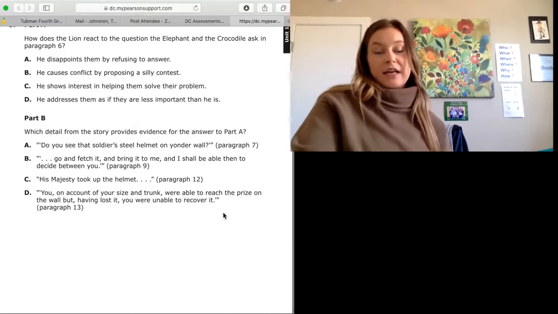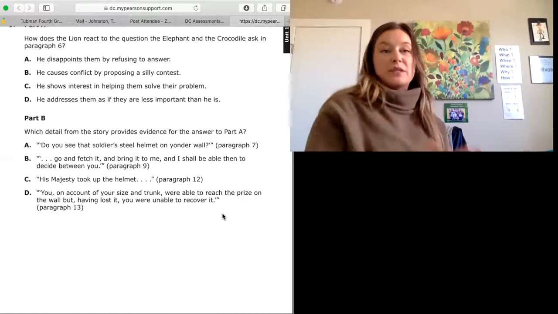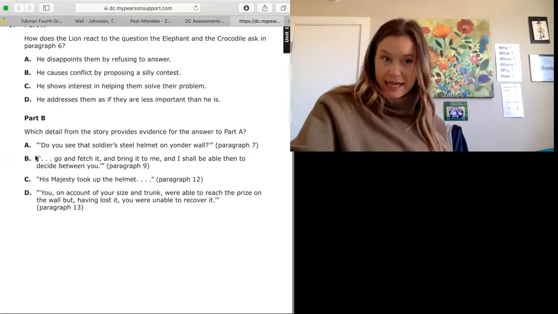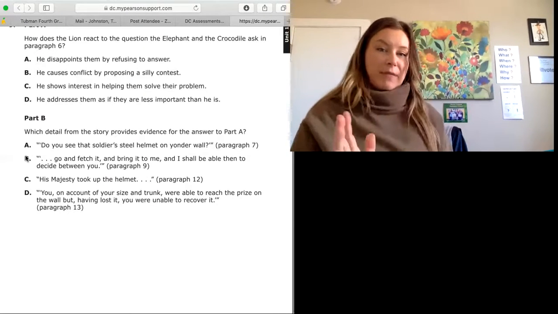How was he going to help them solve this problem of which was the better? Yep, it was B. He was going to decide which of them was the better one.